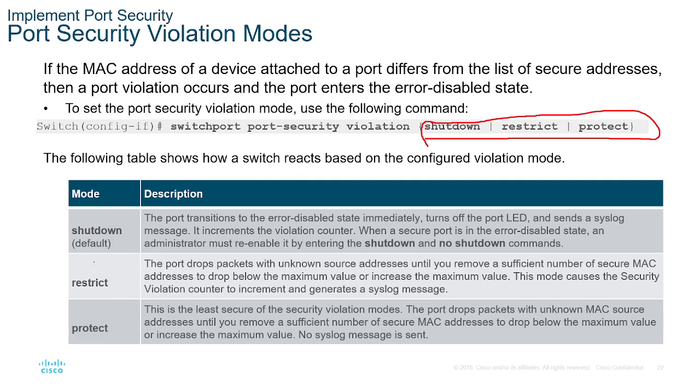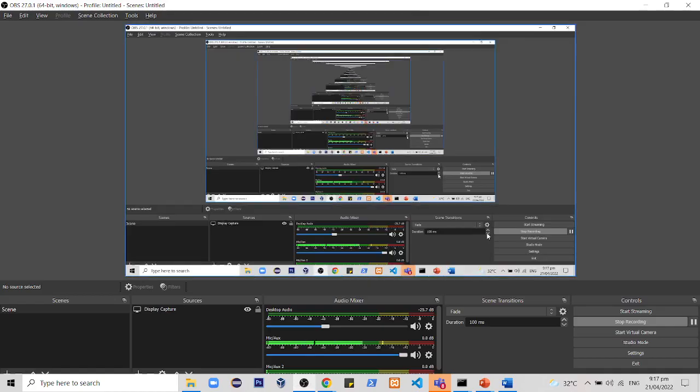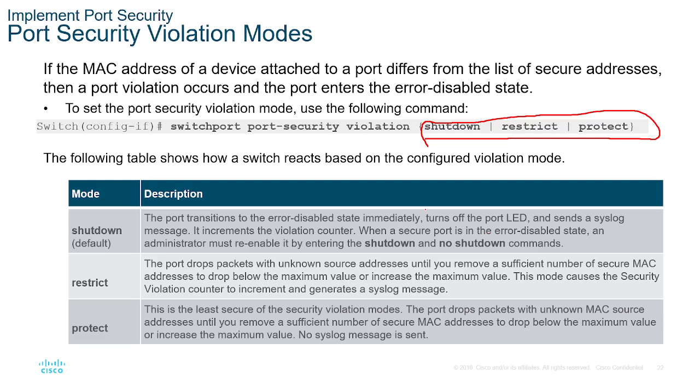When shutdown, by default, the port transitions to the error-disabled state immediately and turns off the port LED. So the light goes off. It means the status of the LED is shut down. And then restrict: it will drop packets with unknown source addresses until you remove a sufficient number of secure MAC addresses. And when it's protect, this is the least secure of the security violation modes. It will just drop the packets of unknown source MAC addresses until you remove a sufficient number of MAC addresses.